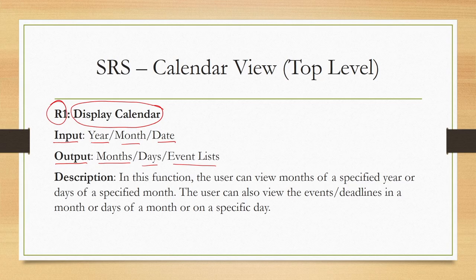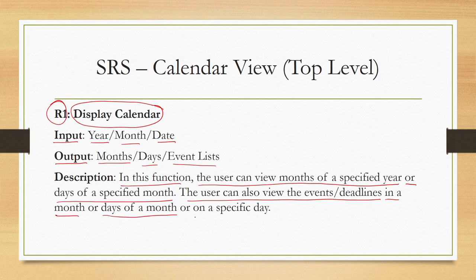There can be a description also, but as I said earlier, this can be optional, but ideally it should be there to clarify the purpose of the functions. For example, in this case, we can have a description like, in this function, the user can view months of a specified year or days of a specified month. The user can also view the events deadlines in a month or days of a month or on a specific day. So, this is the purpose of the function, why we are designing it, to serve this purpose. So, description gives us that idea of the purpose. So, here we have all these components: name, input, output and description. And note that name is having a label. This label is representing the level of the hierarchy.